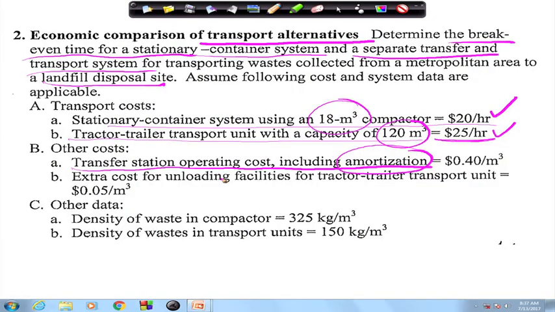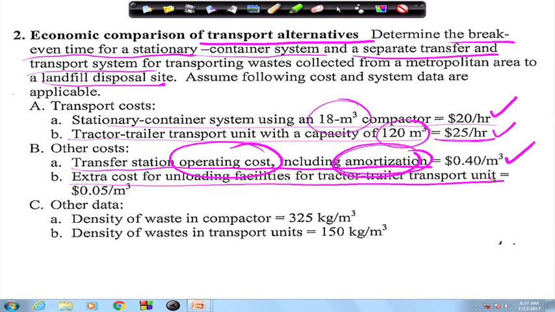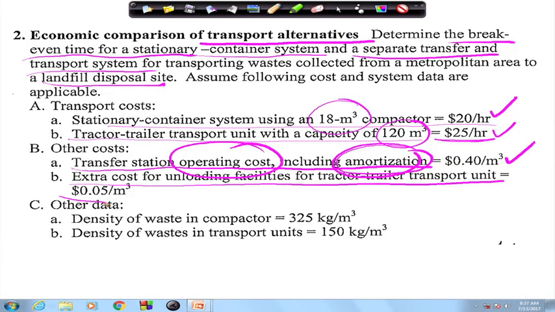So in terms of the transfer station, we have to operate the transfer station. So there is a cost for that part. And then there is some cost to build the transfer station. So for that it was $40 per meter cube. It's given per meter cube, since you're handling the volume of the garbage. And then there is some extra cost for unloading facilities for the tractor transport unit, because this is a huge truck. They have to be unloaded when it goes to the landfill site. So there is some extra cost associated with that as well. And not too much, 5 cents per meter cube.